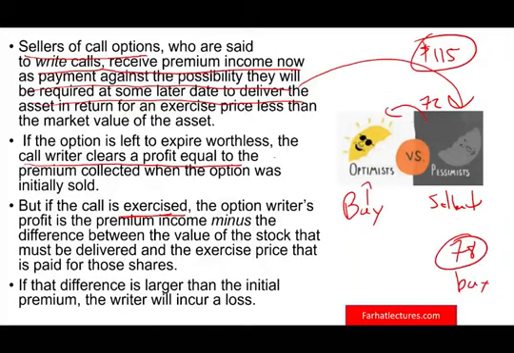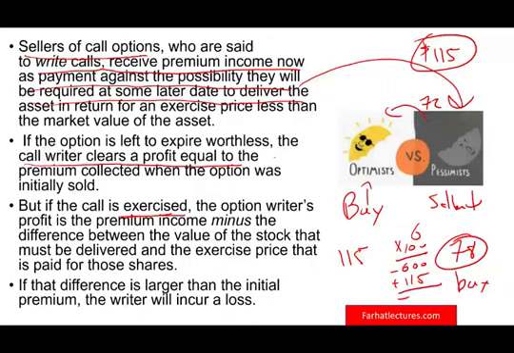If the call is exercised, the option writer's profit is the premium. Obviously, they have $115. But if they have to buy it at 78 and sell it at 72, they have a loss of $6 per stock times 100 shares. They have a loss of 600. Then they made a profit from the premium of 115. They will have a net loss of the difference between the two. So the profit is the premium income minus the difference between the value of the stock that must be delivered and the exercise price paid for those shares.